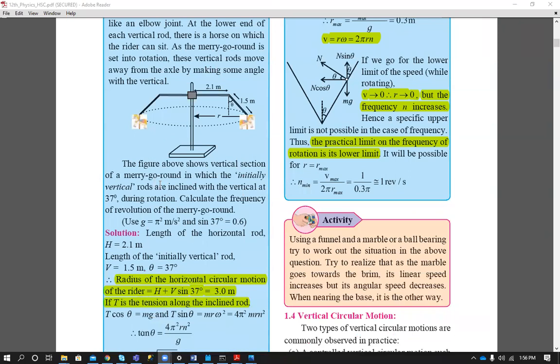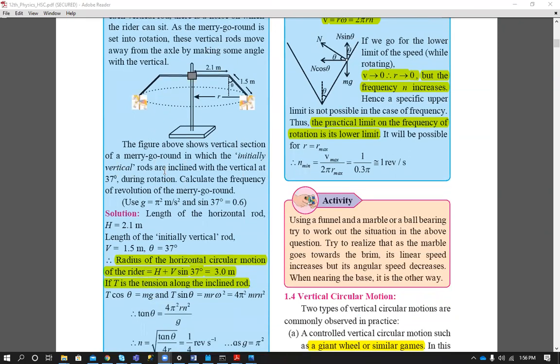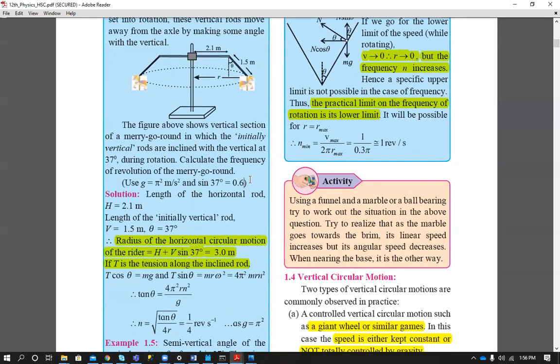The figure shows a vertical section of a merry-go-round in which the initially vertical rods are inclined with the vertical. So this angle theta is given at 37 degree. So you have to calculate the frequency of revolution of the merry-go-round. So this merry-go-round performs horizontal circular motion. It is like your conical pendulum, okay, but it is not forming a cone.